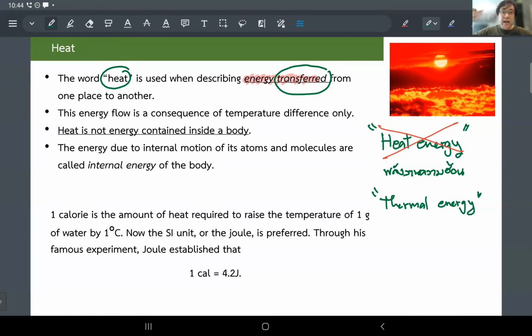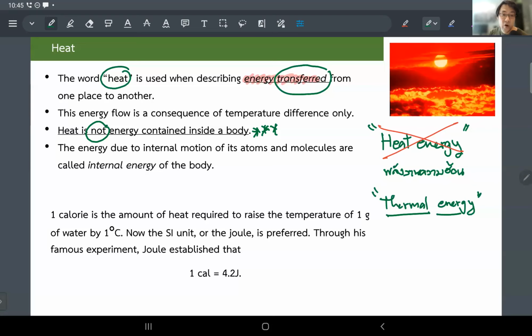The reason that you need the word dissipate is that it is an indicator that something is moving. There is some transferring. There is a transaction going on. Okay, cool. So that's why heat is not an energy that is contained inside a body. If you would like to mention the energy that is contained inside a body, you have to use the thermal energy of that body.